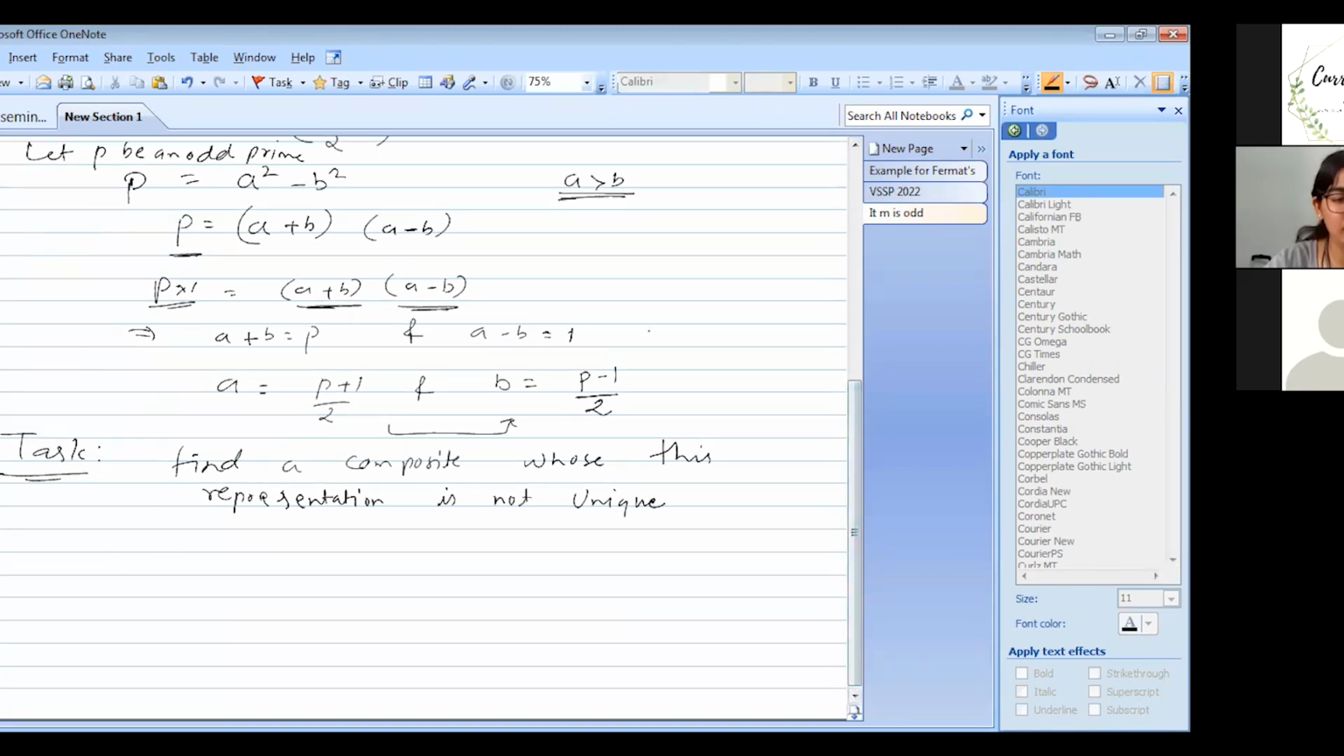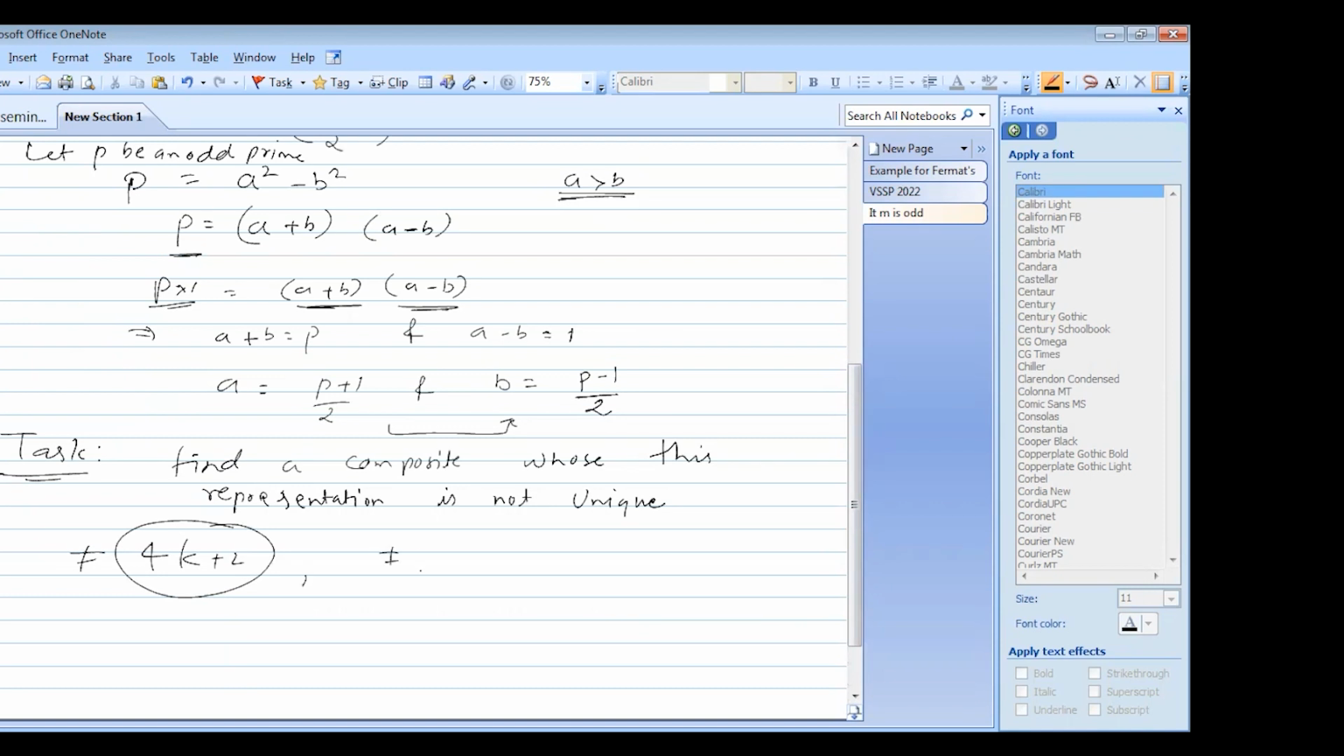Obviously, it will not be a prime, because we have done it for odd primes. It will not be of the form 4k plus 2 also, right? And I can represent it as a square minus b square, and also some x square minus y square, but these two are consecutive. So we need two different representations.